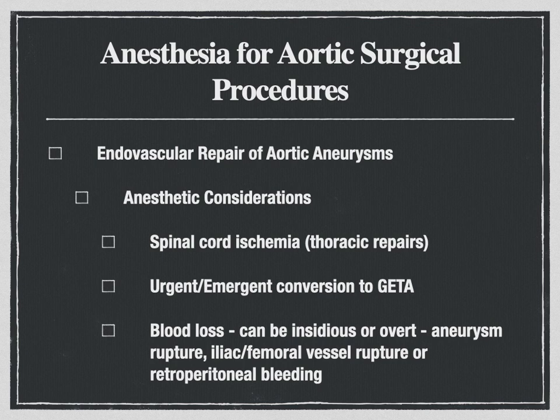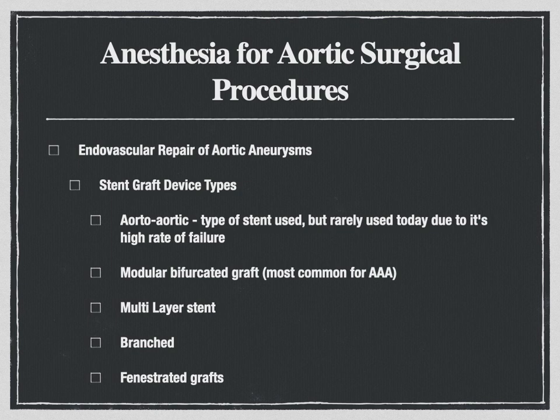In urgent and emergent situations, you may have to convert to a general anesthetic if you have a failure of the deployment of the stent, or if you have a massive leak and they can't do a stent in stent, you may have to convert immediately to an open procedure. Blood loss is generally not a concern, but it can be. It can be very insidious or overt. You could have a rupture of the aneurysm, or iliac or femoral vessels can rupture.